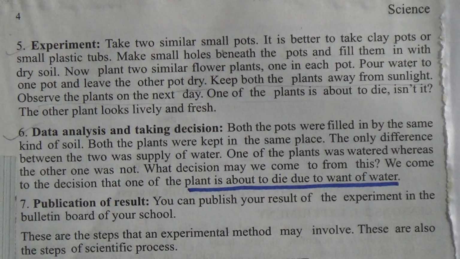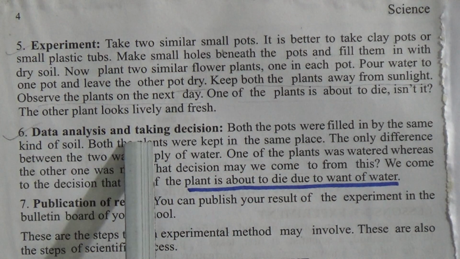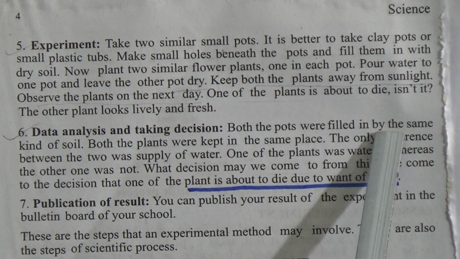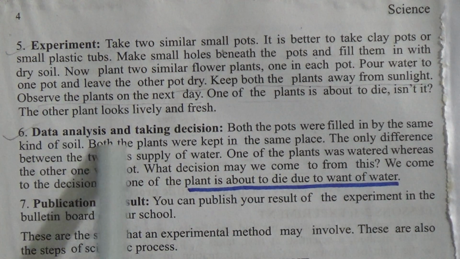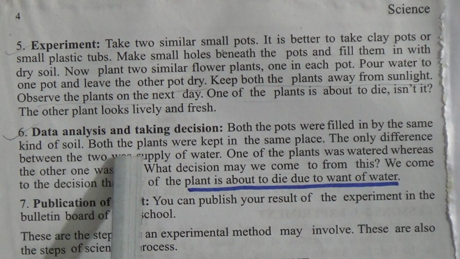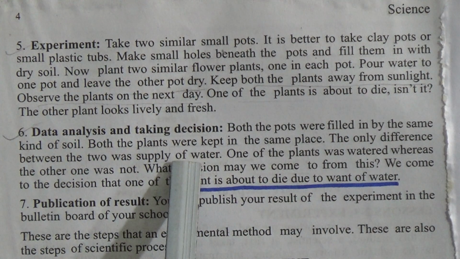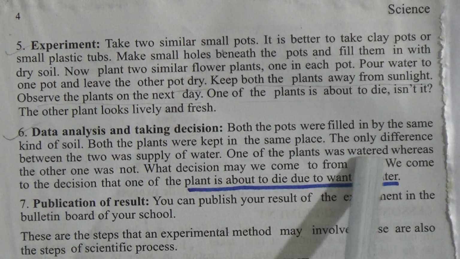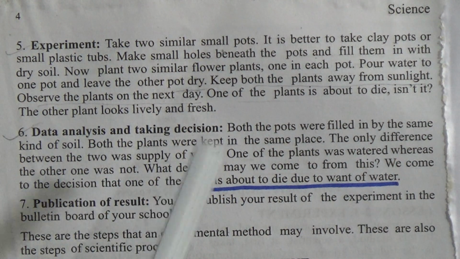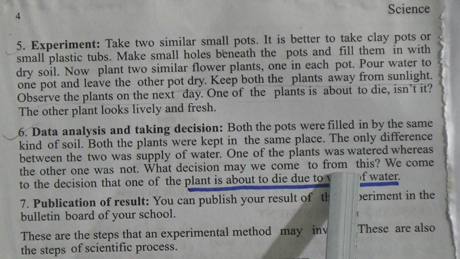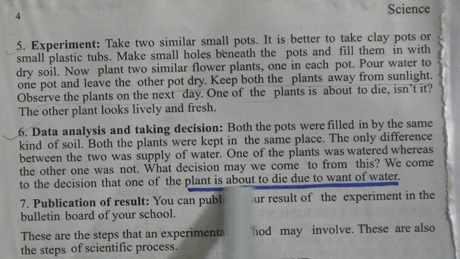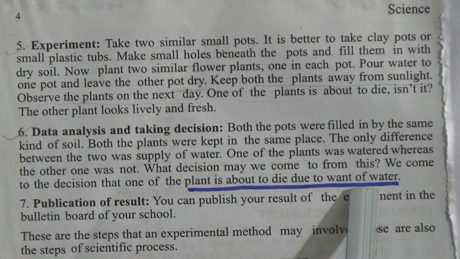And then here is point 6, data analysis and taking decision. Both the pots were filled with the same kind of soil. Both the plants were kept in the same place. The only difference between the 2 was the supply of water. One of the plants was watered, whereas the other one was not. What decision may come from this? We come to know that one of the plants is about to die due to want of water.